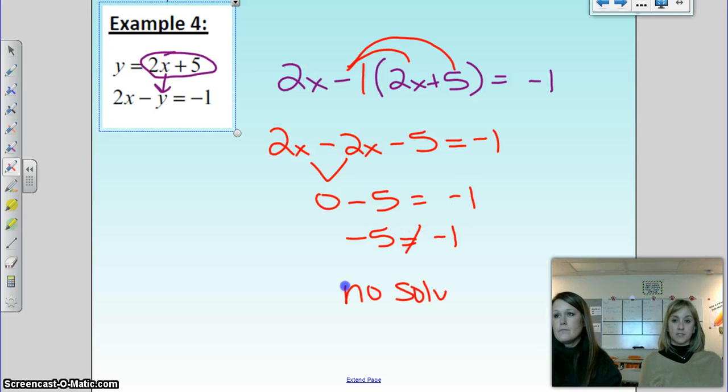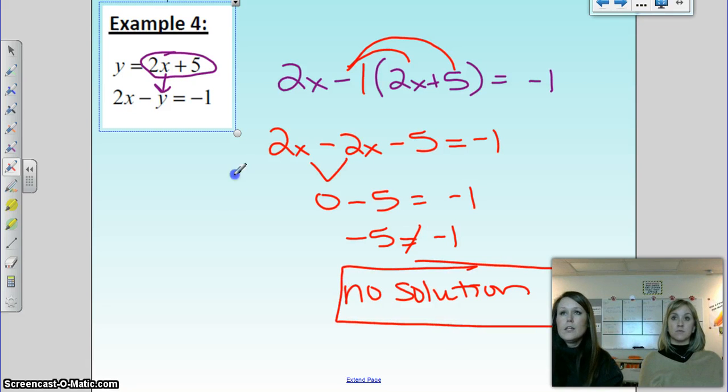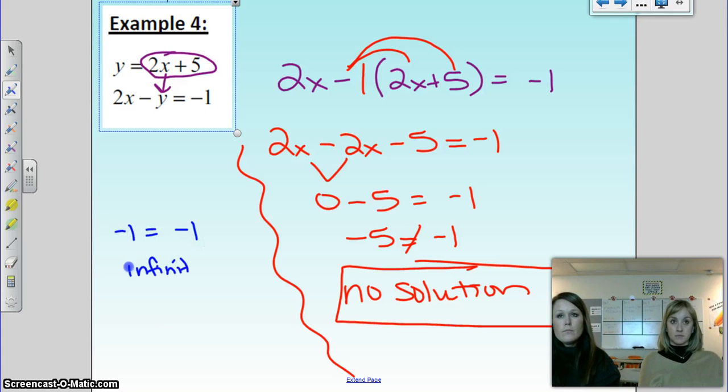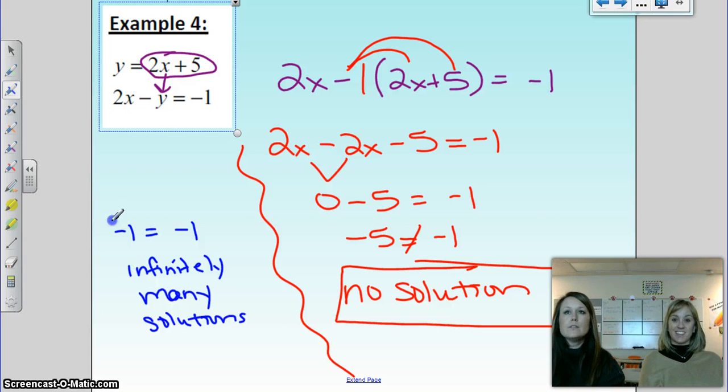No solution. So let me make up a really quick example. Let's say we had something like up here, and it ended up being negative 1 equals negative 1. This would be infinitely many, because negative 1 will always equal negative 1. Can't do anything about it. It'll equal the same thing. So that's the only example we did not show.